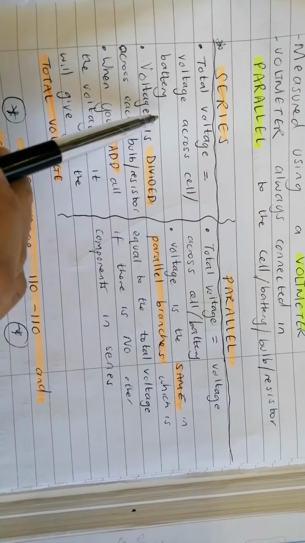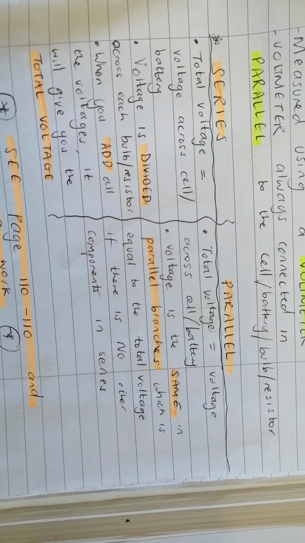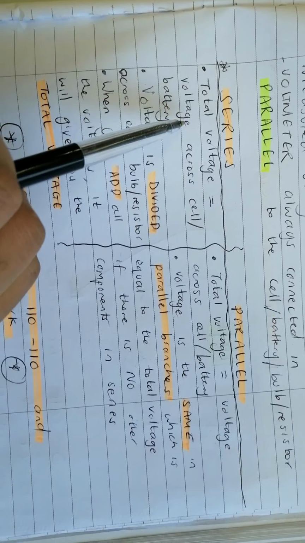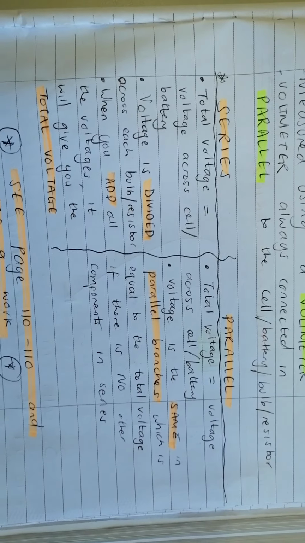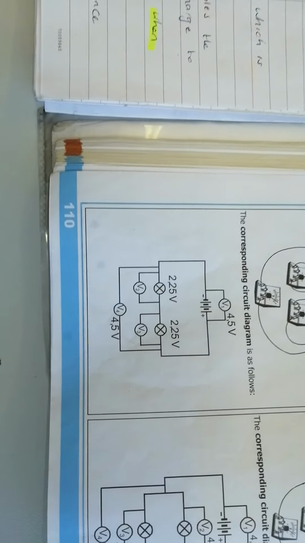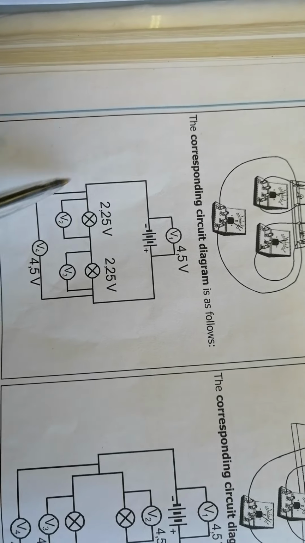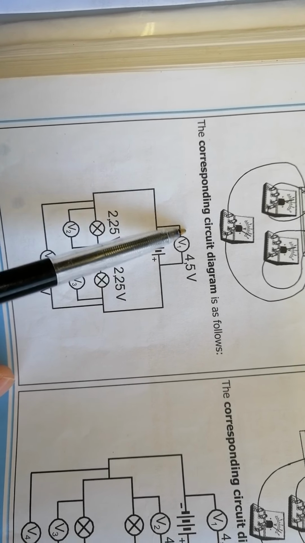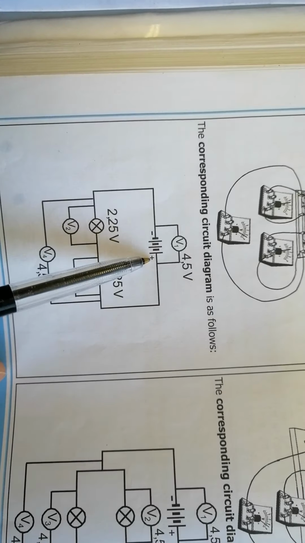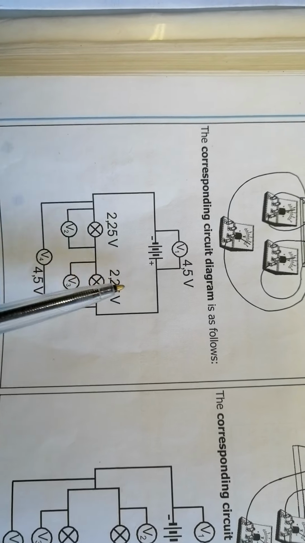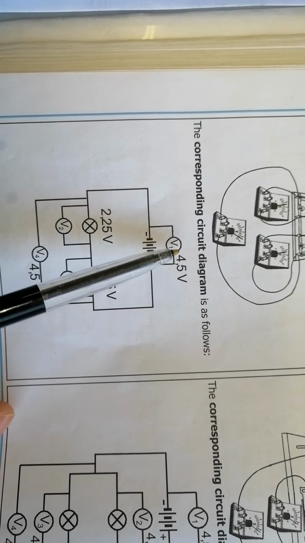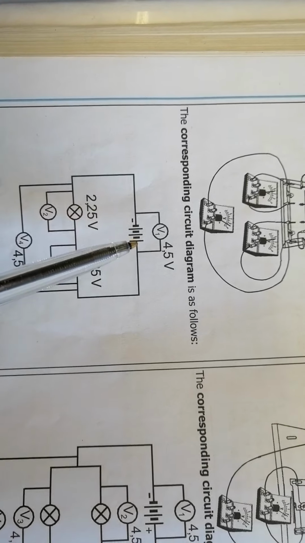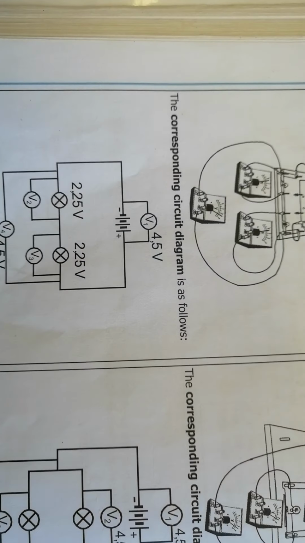The first thing we need to know is, for a series circuit or a parallel circuit, the total voltage of the entire circuit is equal to the voltage across the cell or battery. If you go, for example, to page 110, you'll see this circuit here. Here is the battery. It's made up of 3 cells. Can you see you have a parallel branch across the battery, and you have the voltmeter V1 attached to it. This shows that the V1 voltmeter is in parallel across the battery. So the voltmeter is always connected in parallel.